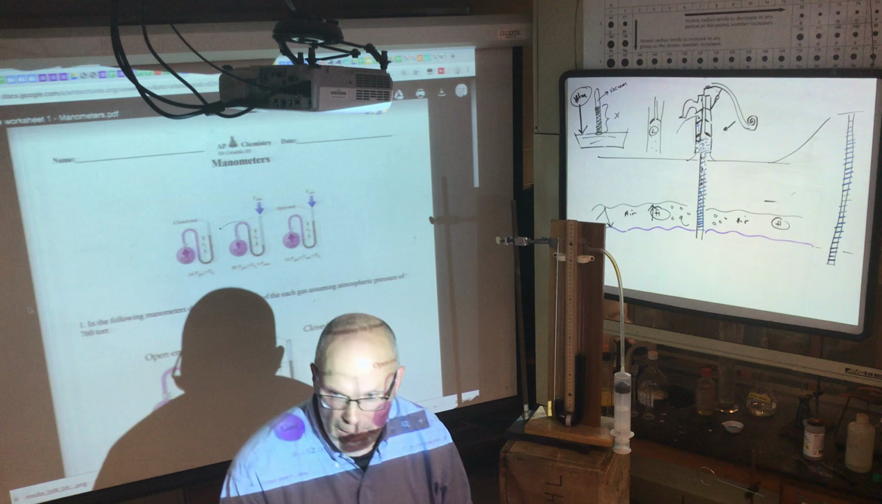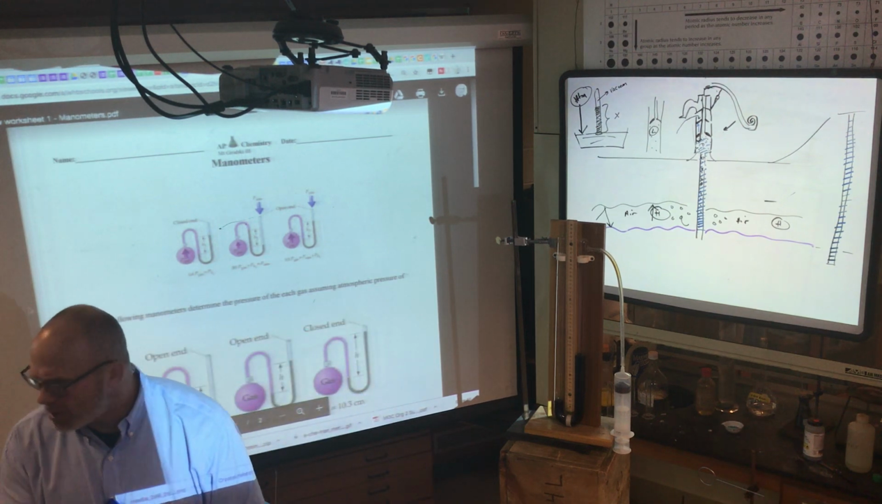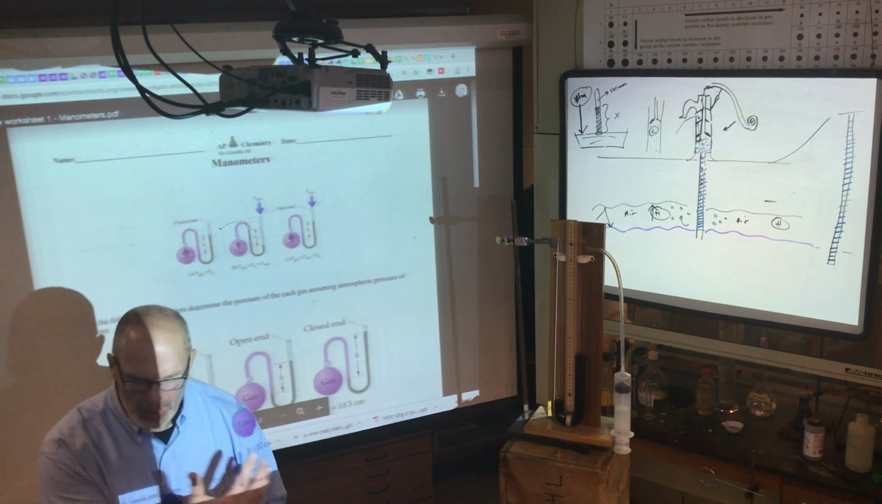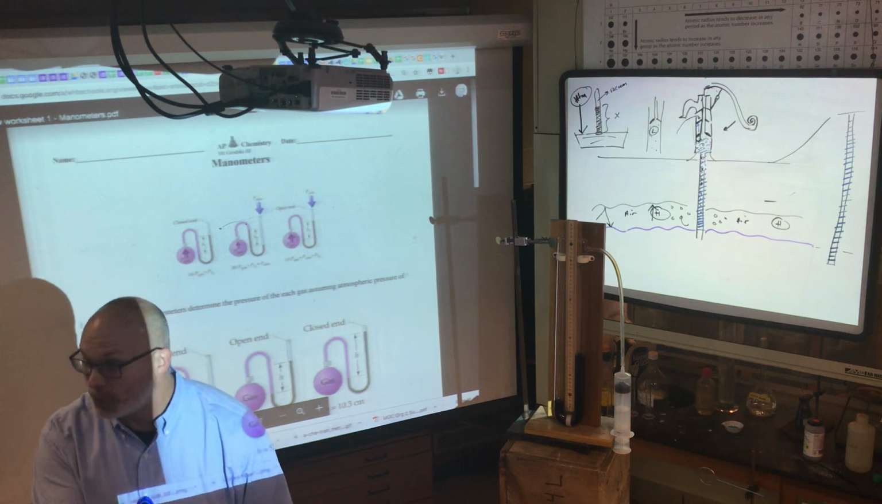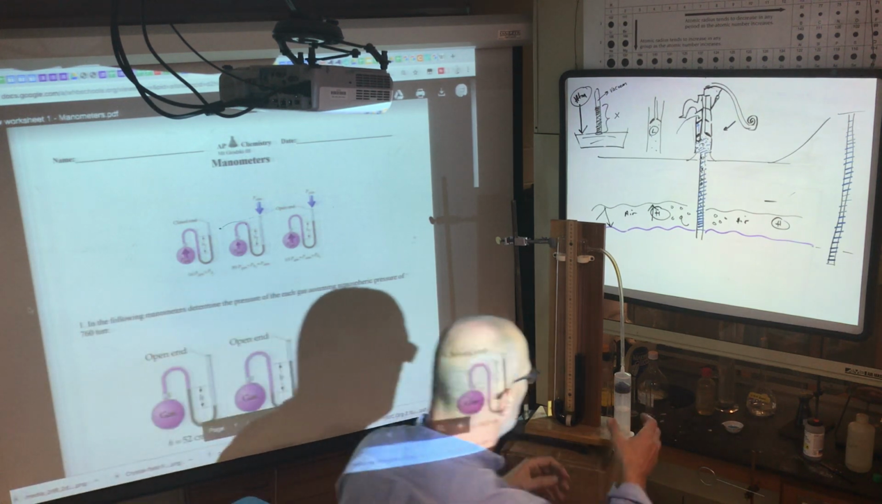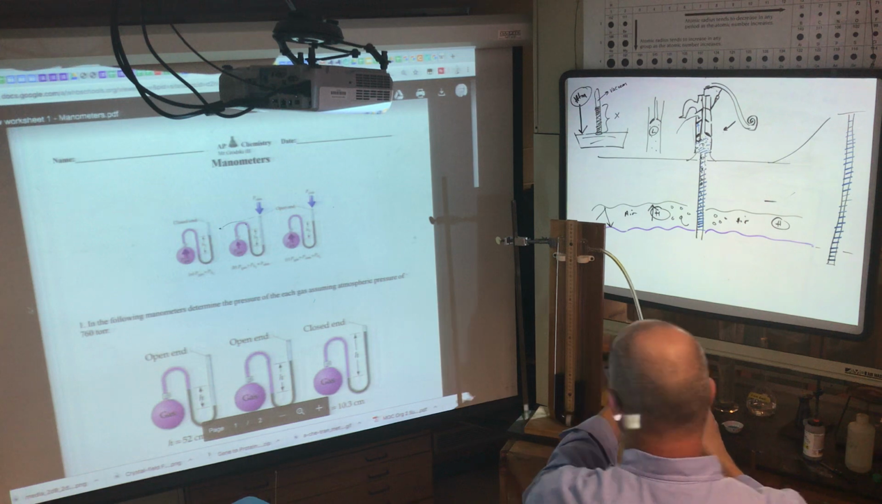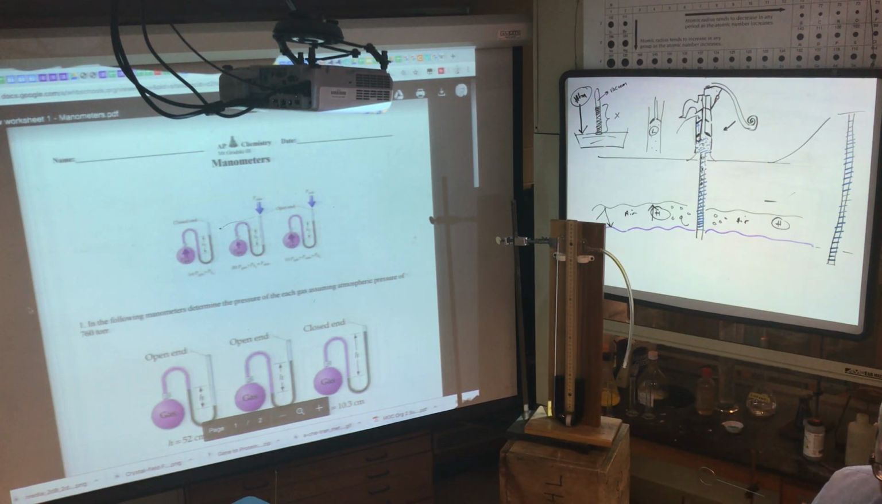It's a manometer. Why is it a manometer? I'm basically using some kind of comparative analysis, in this case, fluid in a column to measure pressure. Okay, so I relieve the pressure. It goes equal again.